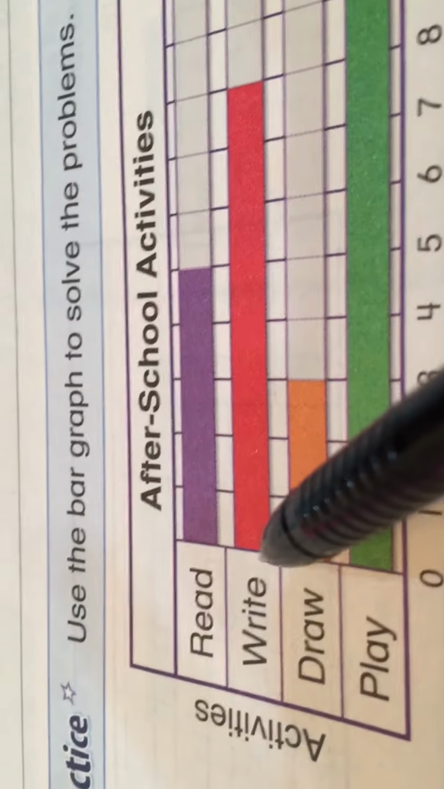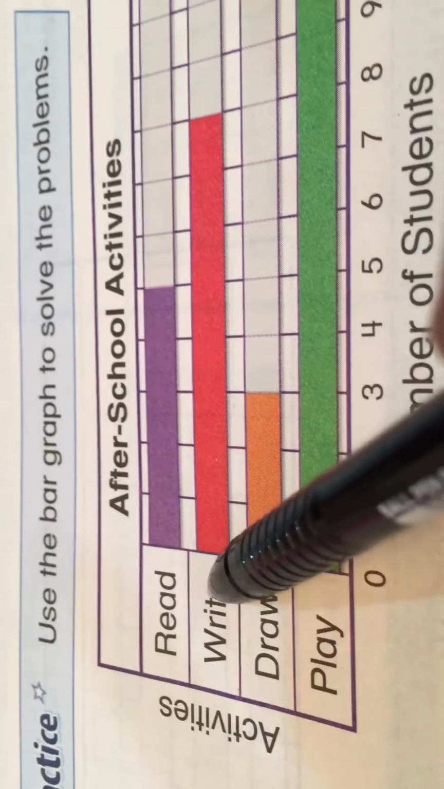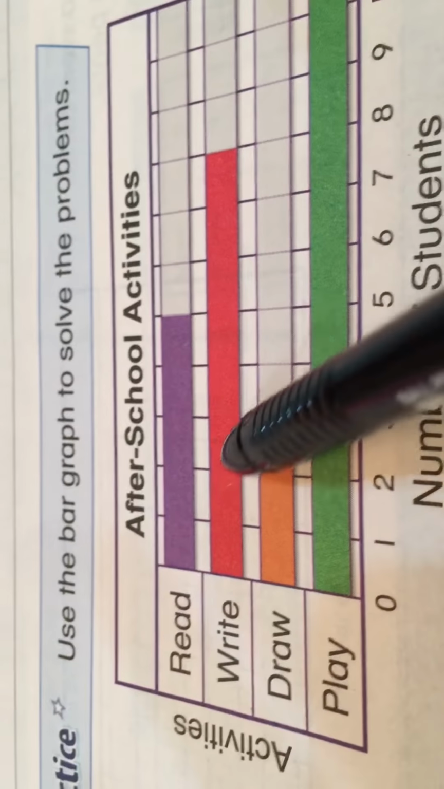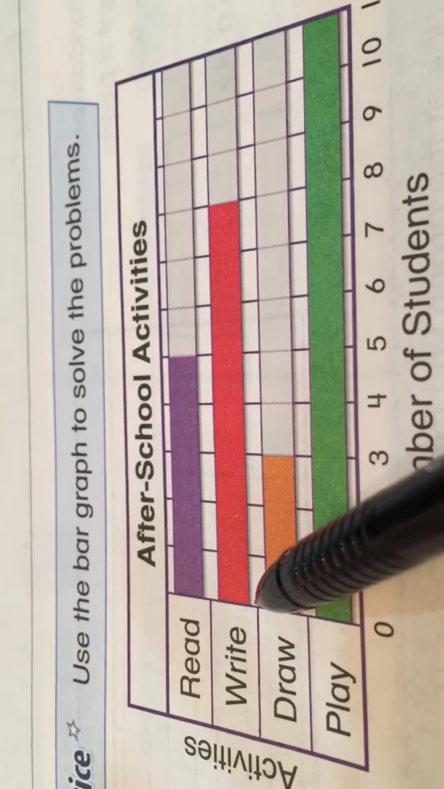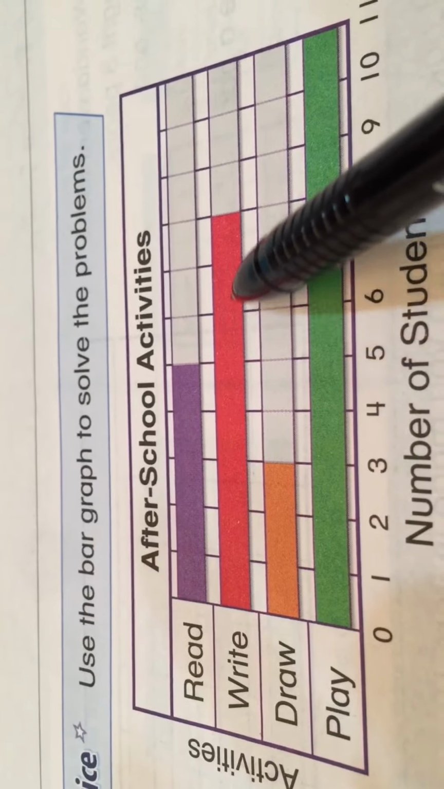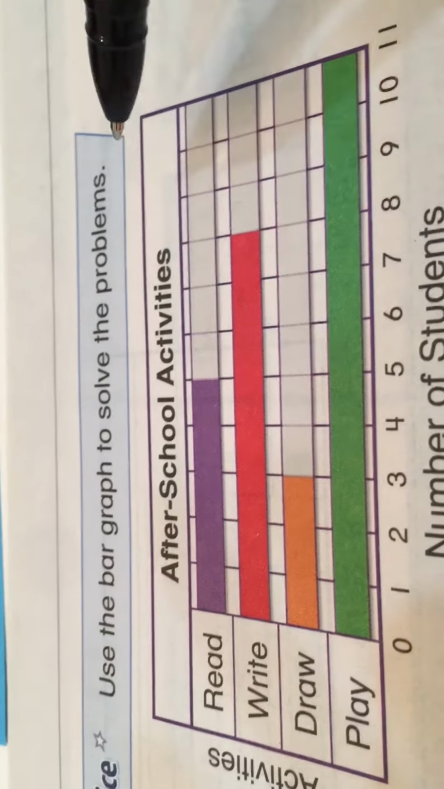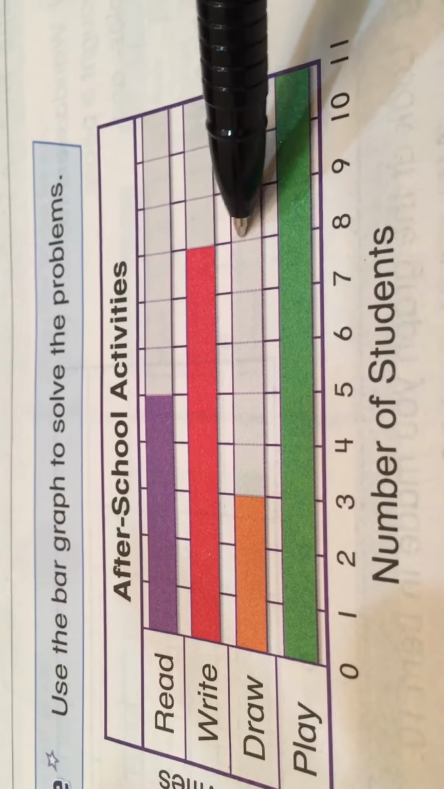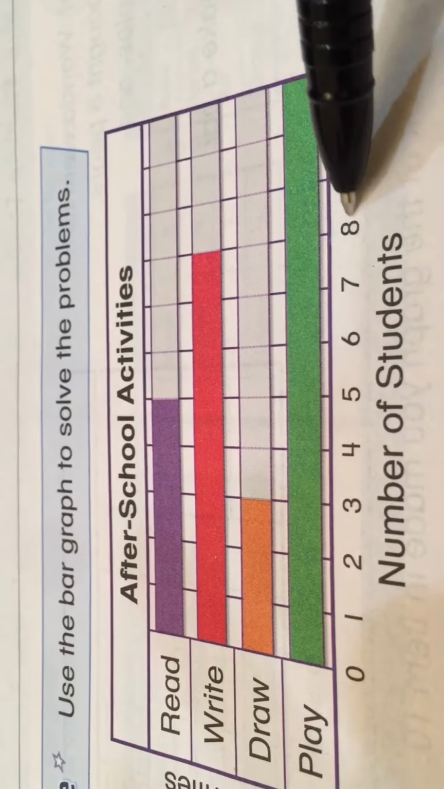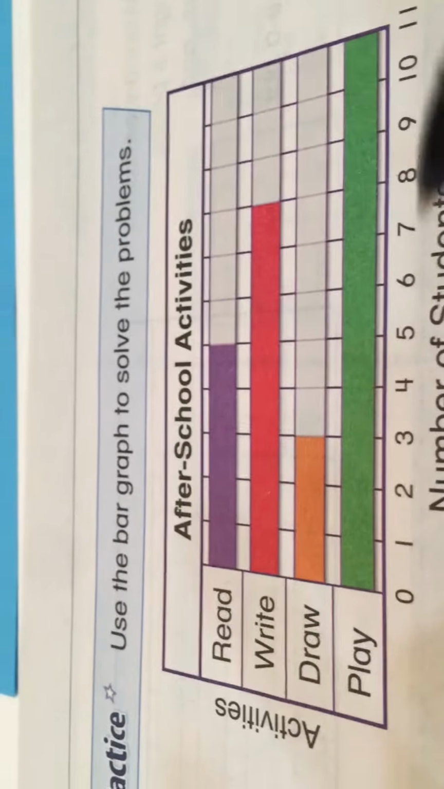They said how many students write after school. So let's go back here and see how many students write. The red bar is for writing after school. We follow the bar and see where the bar ends. It ends, go down, lining up with this number. It is ending at 8. Then we will say 8 students. So 8 students are doing writing.